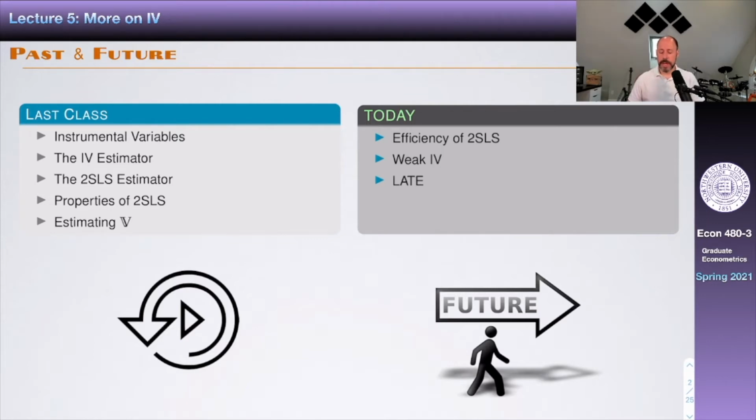We're going to first talk about the efficiency of two-stage least squares. We had some conversations last class, coming from questions about whether doing two-stage least squares made sense relative to other possible linear combinations. We're going to answer that question under some conditions. And then we're going to talk about the so-called weak instruments, or weak IVs, and discuss what the problem is. And finally, we're going to talk about the local average treatment effect, or LATE, which is an interpretation of the IV estimate in the case with heterogeneous effects.